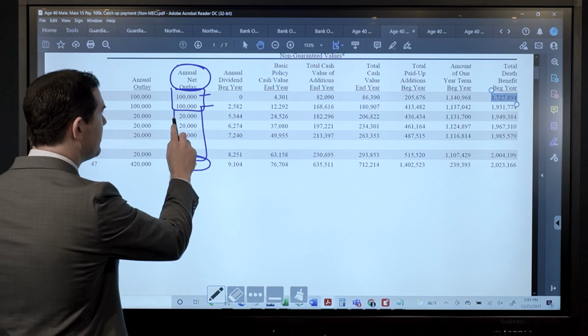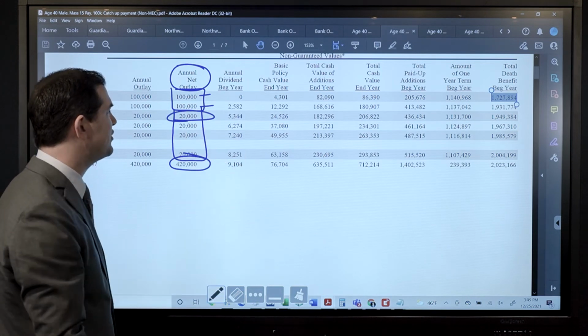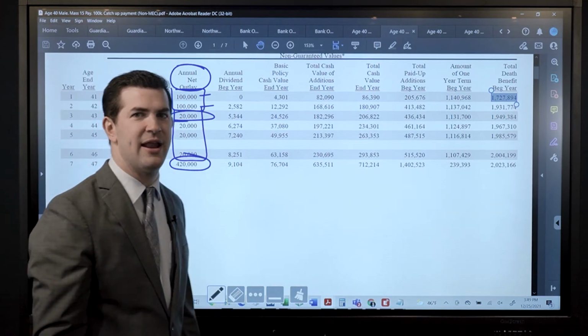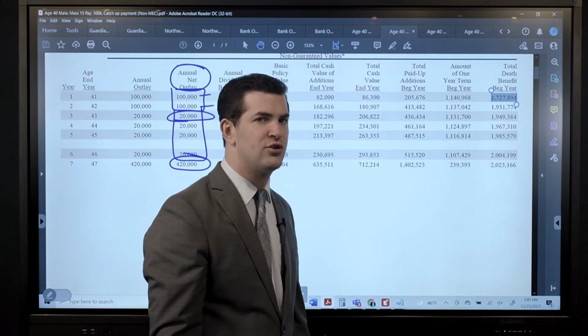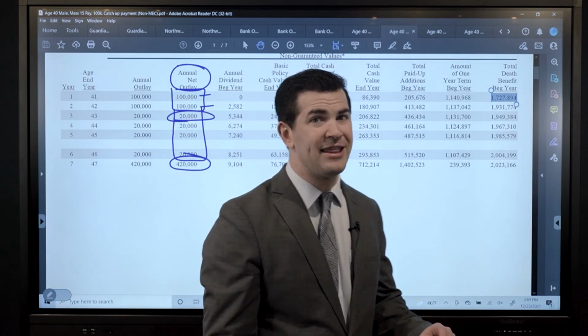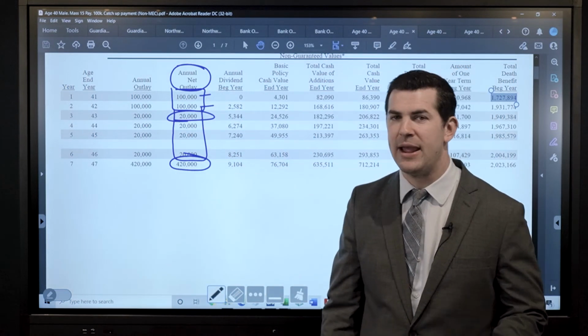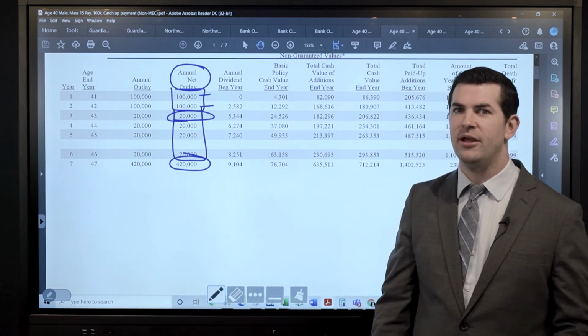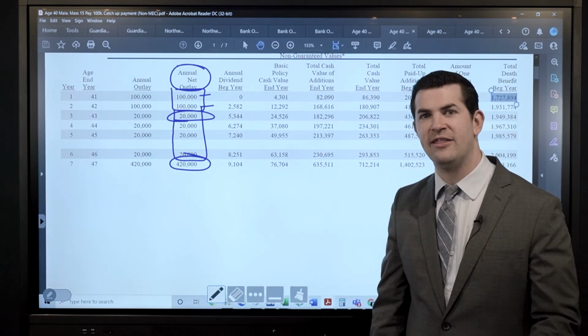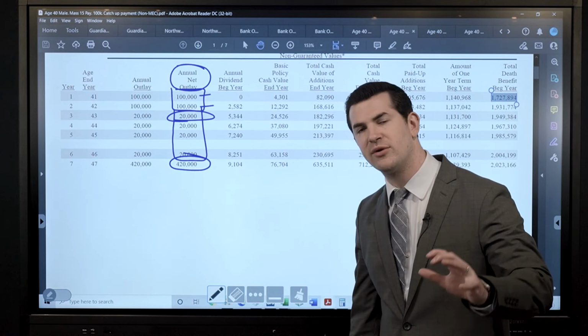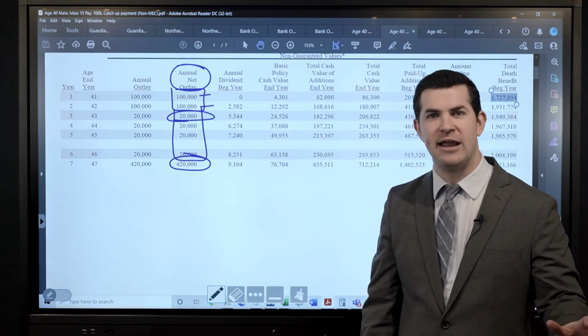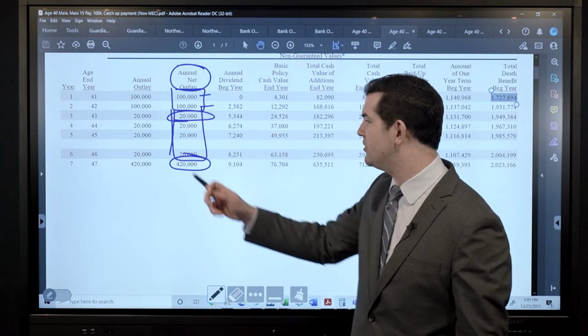Year 3, I pay in $20,000, but I could have paid in how much? A total of $100K. So there's $80,000 that I did not pay in, but I could have. That unused MEC space, the $80,000, will roll over to the next year, and then I can make a catch-up payment. And that is continuous.